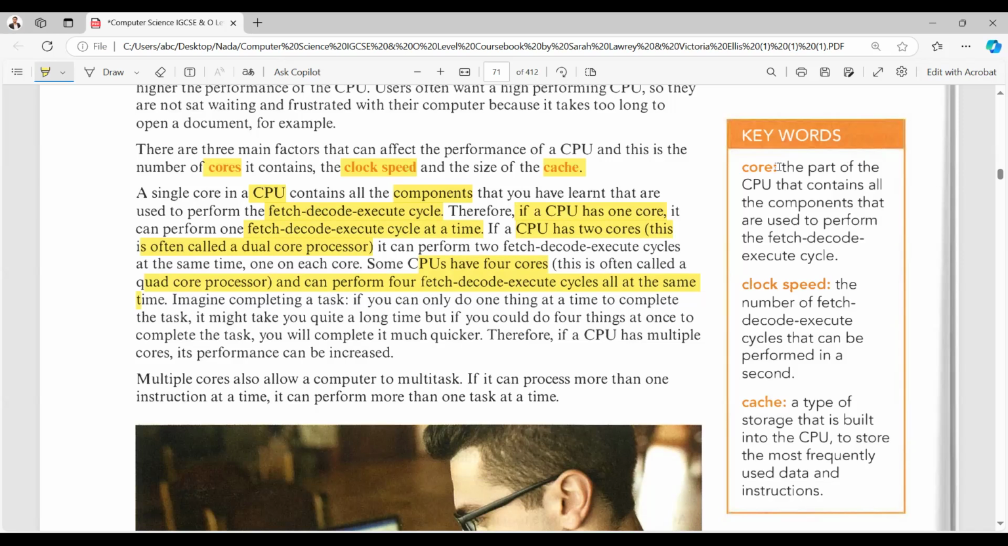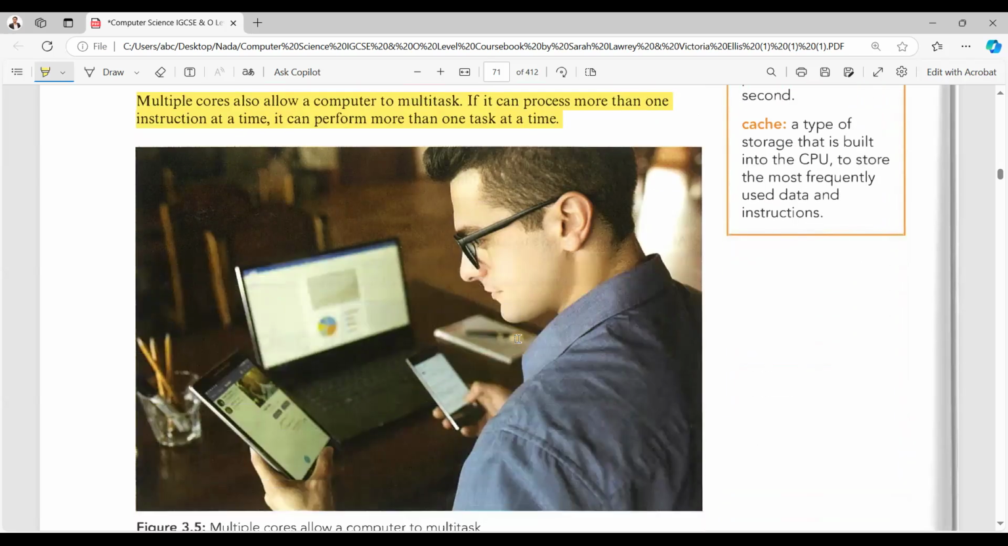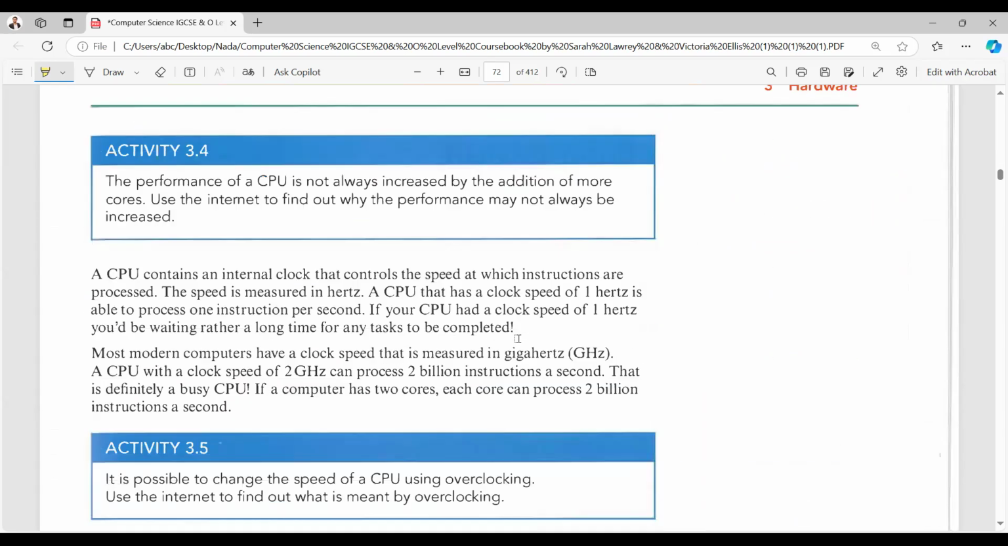So what is the basic definition for core? The core is the part of the central processing unit that contains all the components that are used to perform the fetch, decode, execute cycle. That means if it has one core, it has those six registers. But if you have more cores, you have more registers, so you can perform your tasks. Multiple cores allow a computer to multitask, and if you can process more than one instruction at a time, your computer will speed up.